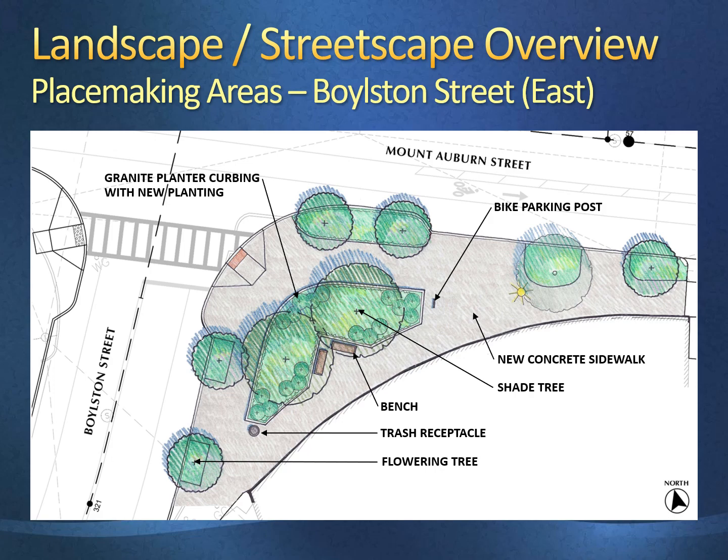This plan view here illustrates the intersection of Boylston Street at its eastern end with Mount Auburn Street. Here you can see we have an expanded sidewalk area because we're recouping some of the existing roadway for pedestrian space. We've created a curbed planter, which includes shade trees, shrubs, perennials, grasses, provides a little buffer as well as space for a little seating area with 2 benches. We're also proposing ornamental trees along the edges, as well as a trash receptacle and a bicycle parking post.